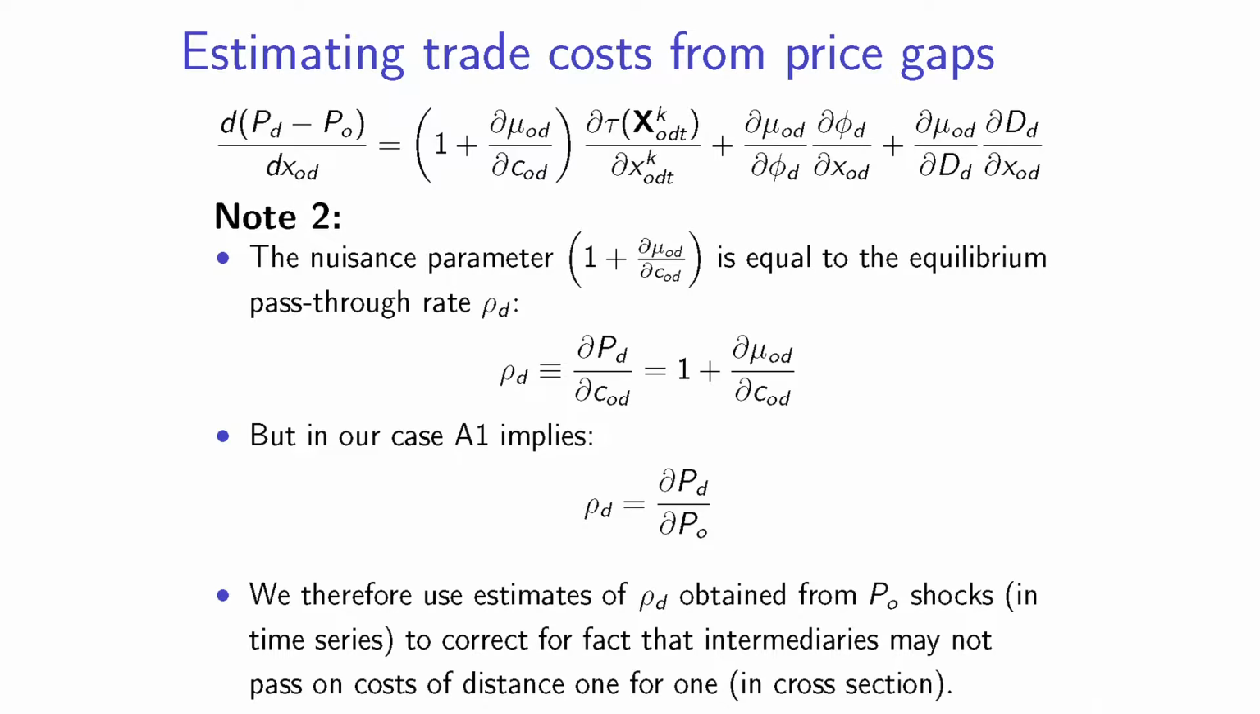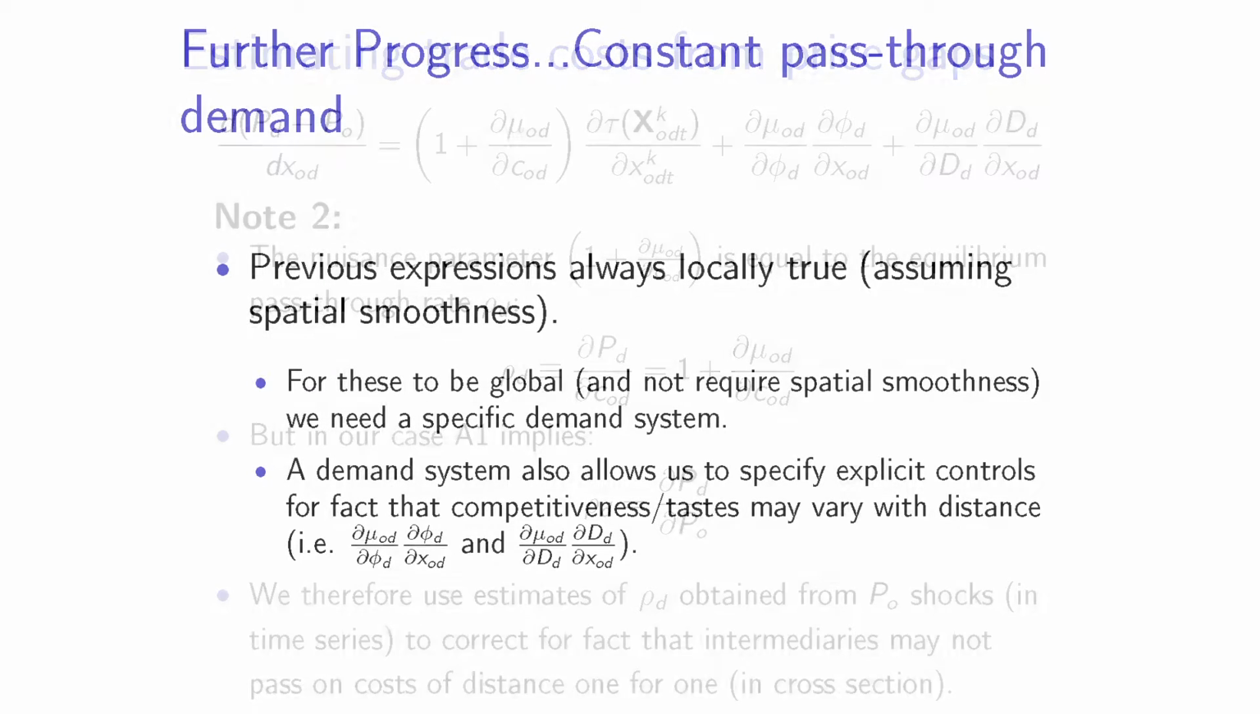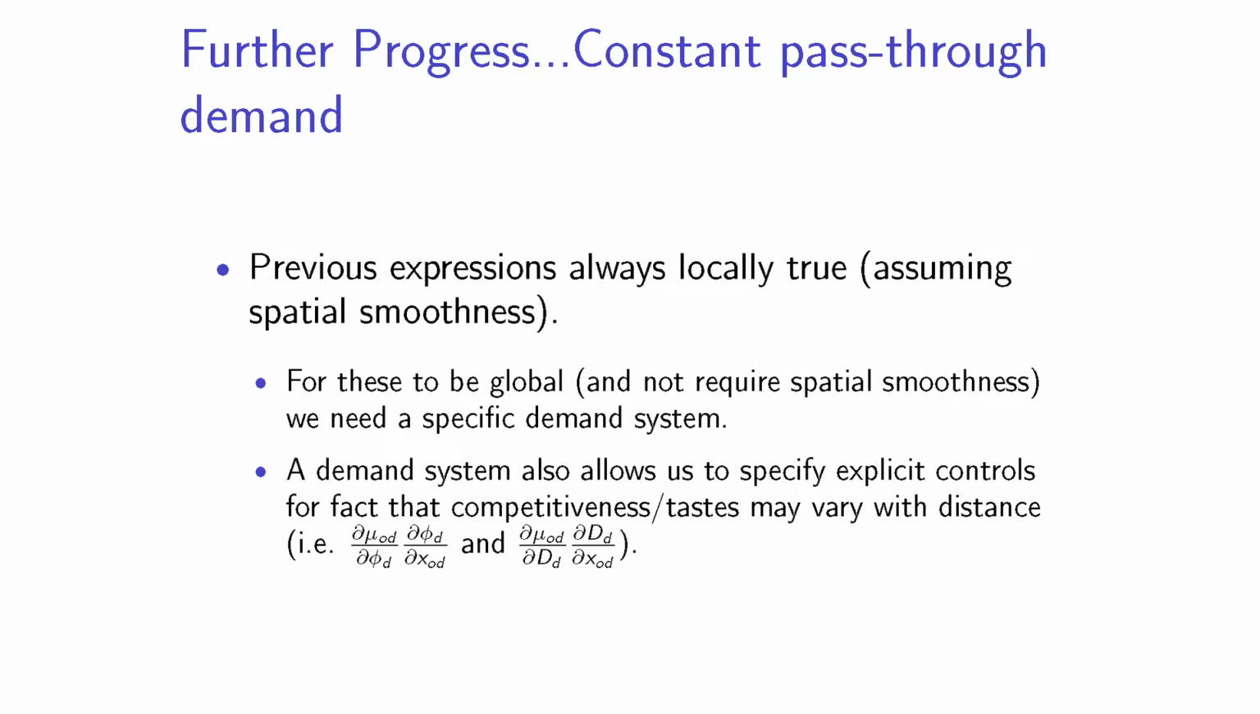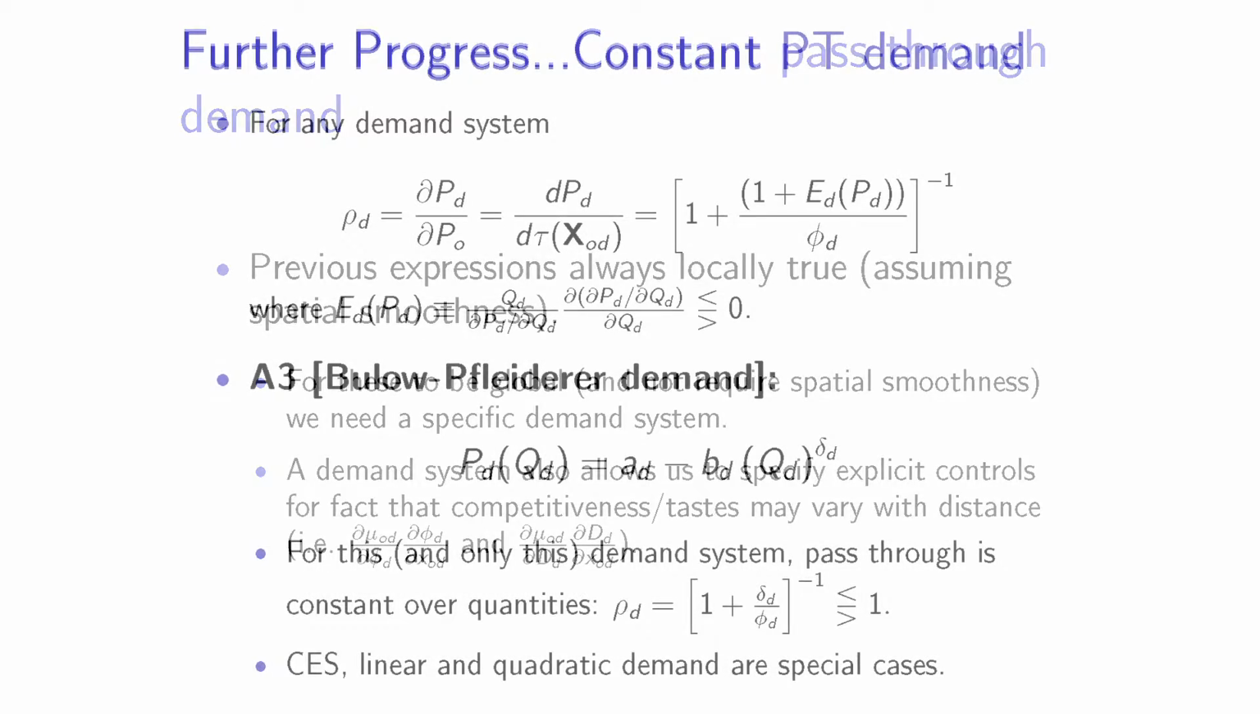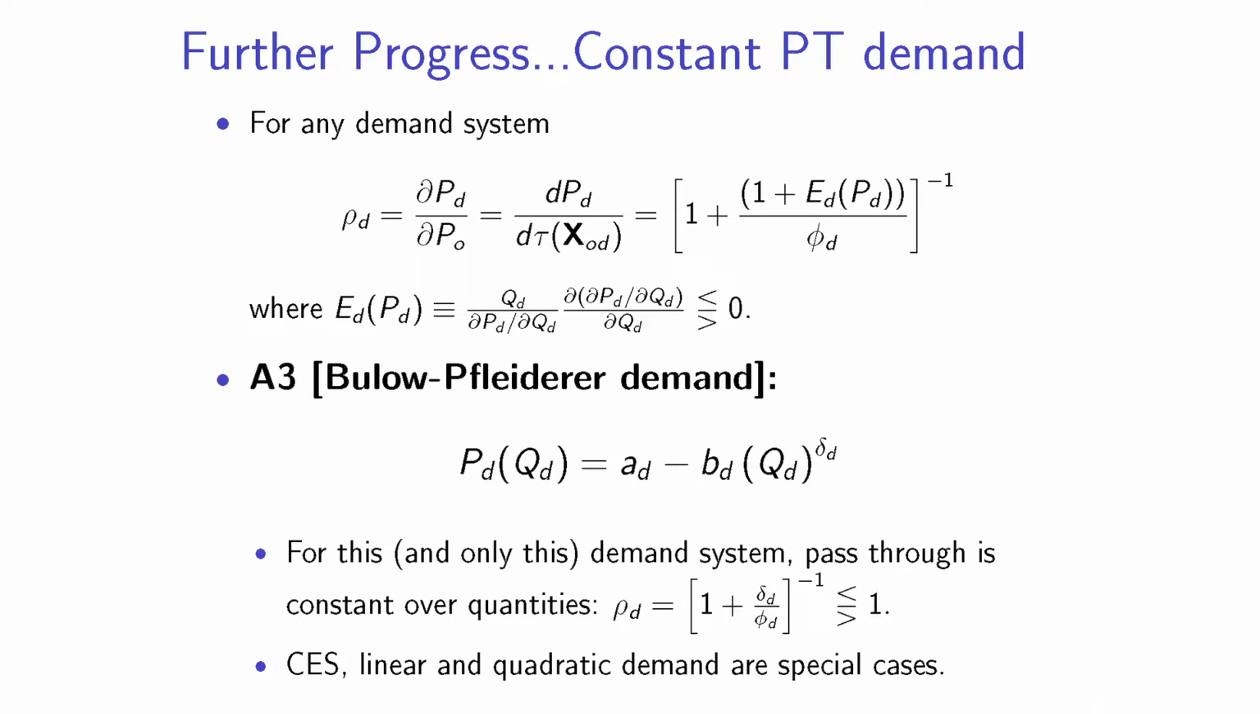Okay, so this summarizes what I just said. To make further progress, everything I just said was a heuristic identification argument based on general functional forms. A useful particular functional form for seeing this through to the data is one in which pass-through is constant. So the constant pass-through demand class, which of course Bulow and Pfleiderer characterized as looking like this.